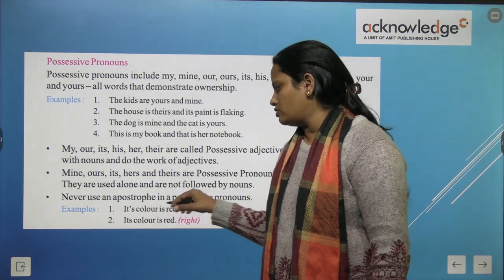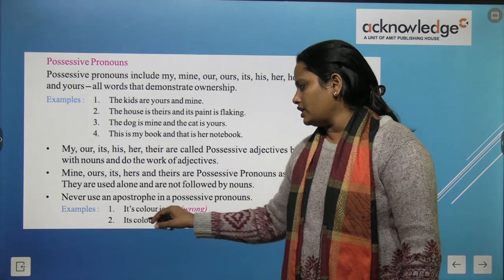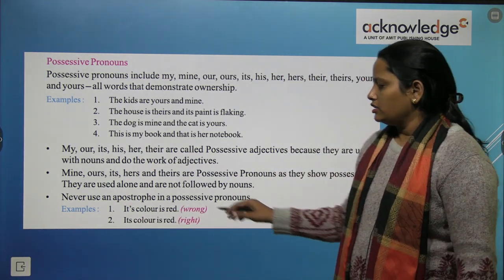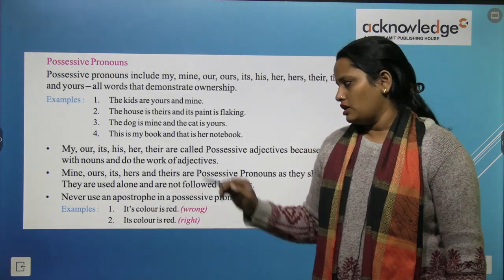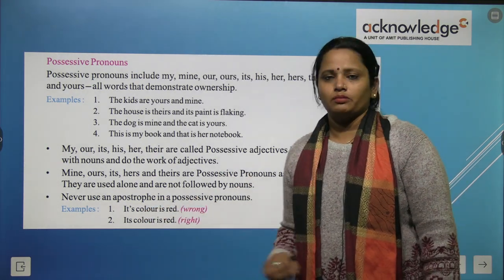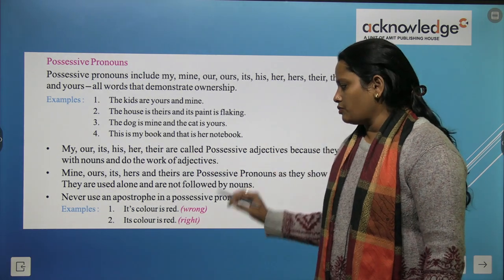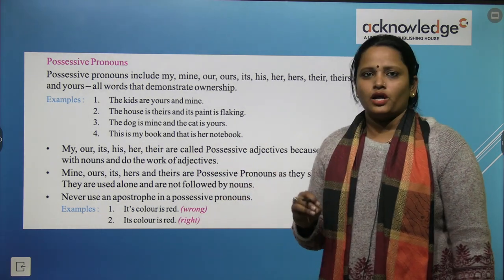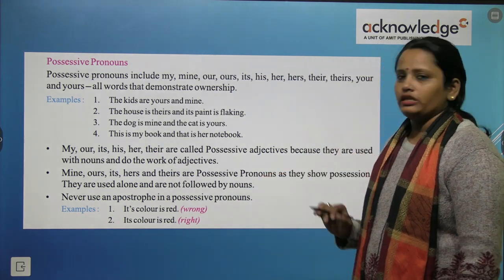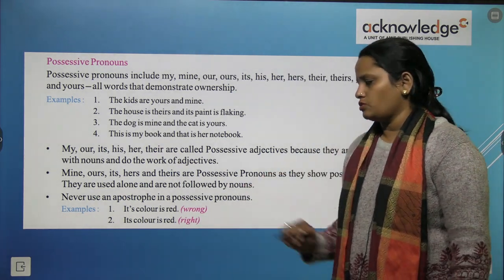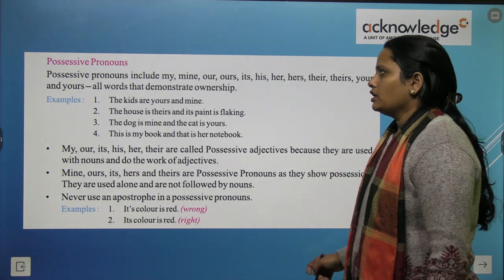For example, its color is red and its color is red. Here the same sentence is written 2 times, but यहाँ पे हमने apostrophe लगा रखी है और नीचे वाले में apostrophe नहीं लगाई है. So जब भी हम किसी possessive pronoun की बात करते हैं तो उसमें हमें apostrophe नहीं लगानी है. So this first one is wrong and the second one is correct.